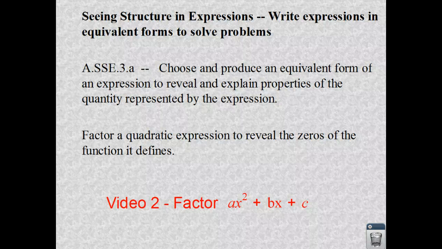Okay, this is A.SSE.3.a, Algebra, Seeing Structure and Expression, Standard 3, Subpart A, Video 2, Factoring, ax squared plus bx plus c.